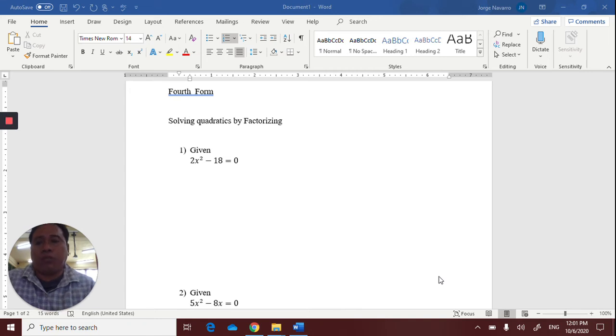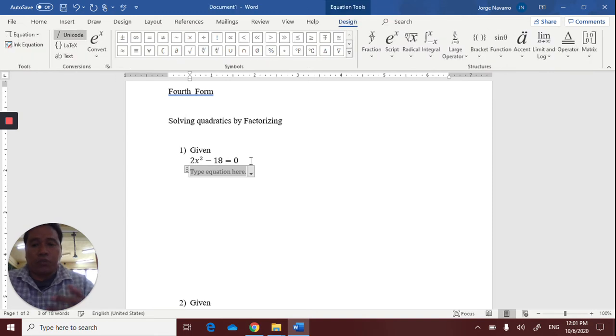Well, in fourth form, we're looking at solving quadratics by the factorization method, by factorizing. We're given 3 problems today, so let's see how much we can cover. The first one says, given 2x squared minus 18 is equal to 0. First things first, we know it's a quadratic. We see that there's something in common, and that something is 2, because 2 can go into 2x squared and 2 can go into negative 18.